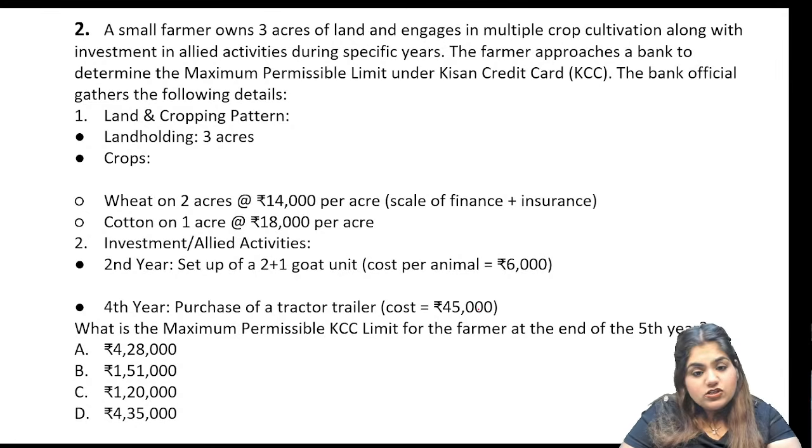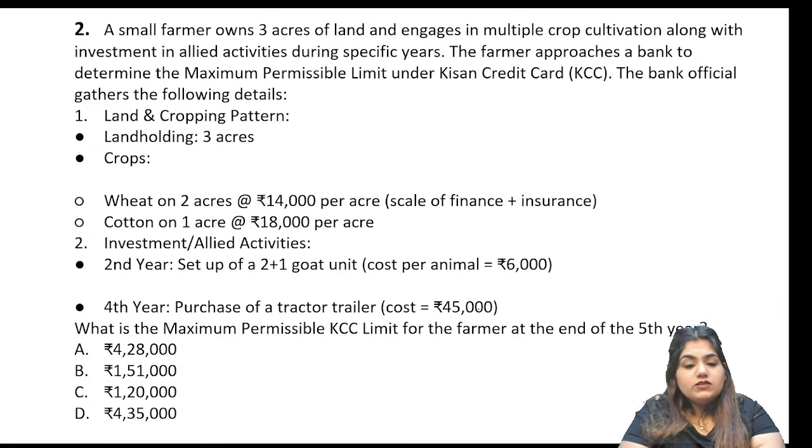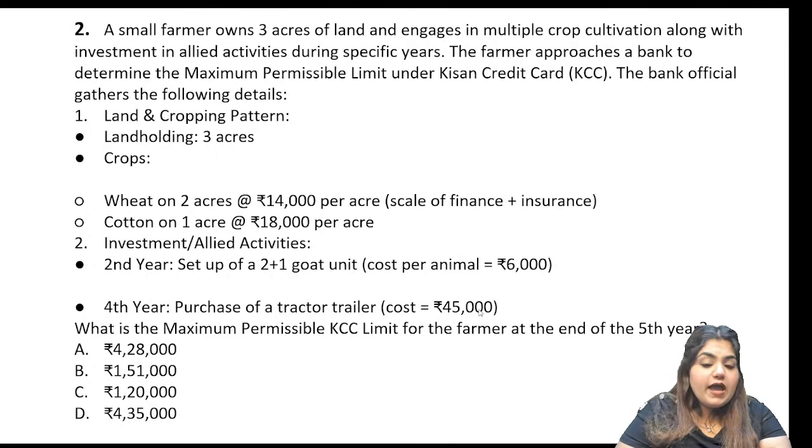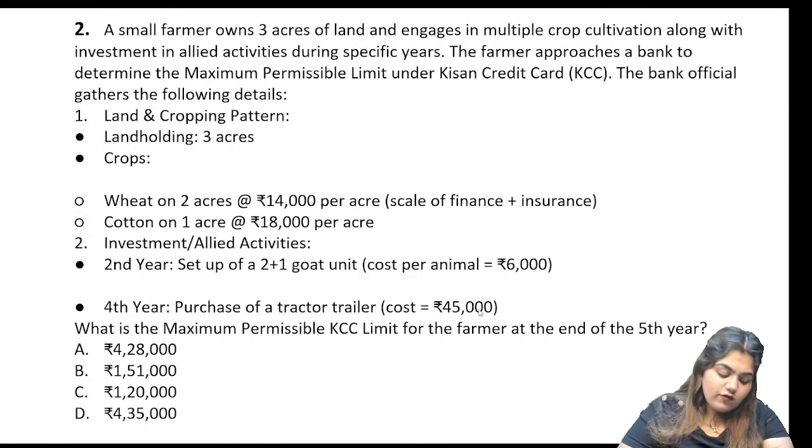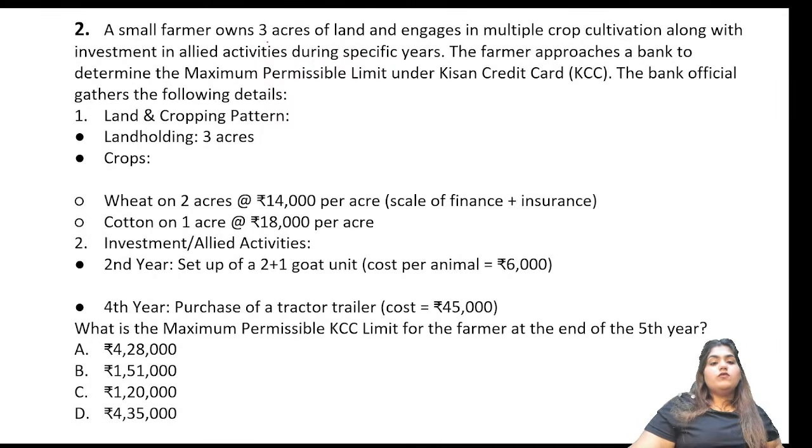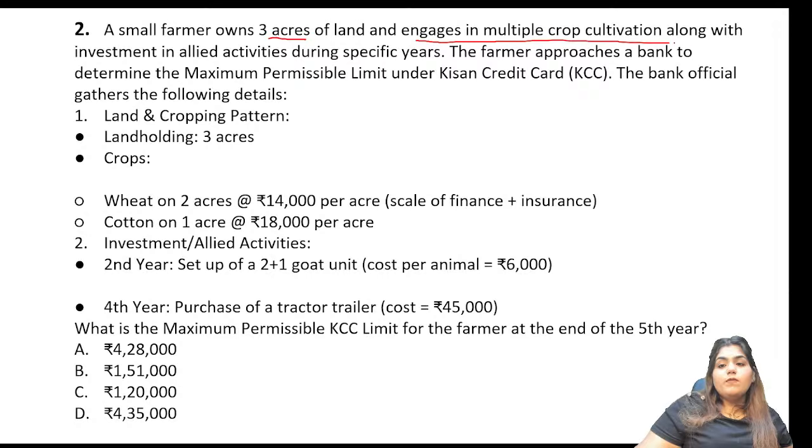Now, this is a calculation question. I need you to try and attempt this question. If you're not able to, then I'll explain. Obviously, I will explain. Okay? This talks about a small farmer who owns 3 acres of land and engages in multiple crop cultivation along with investment in yield activities for specific years. The farmer approaches the bank to determine the maximum permissible limit for the KCC. The bank official gathers the following details.